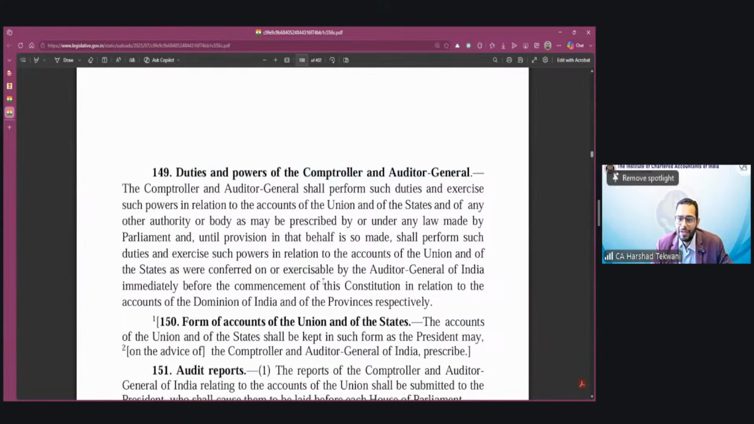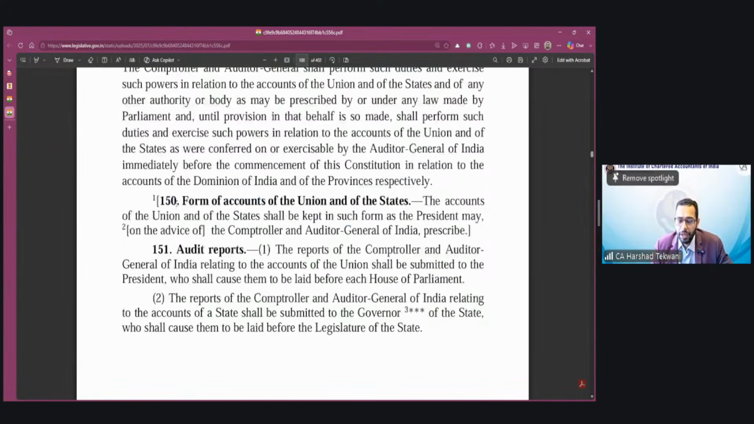Now, when you say the duties and powers, the Constitution says that the CAG shall perform such duties and powers in relation to the accounts of the Union and State or any other authority or body as may be prescribed under any law made by the Parliament. Okay. So he has to perform his duties and exercise his powers in relation to the accounts of the Union and States. Okay. So the form of accounts of the Union and the States shall be kept by the CAG.